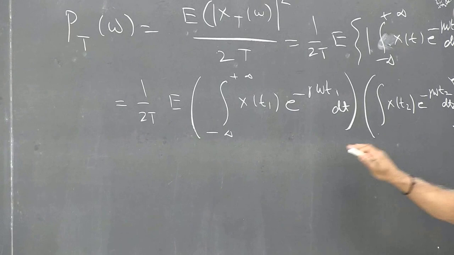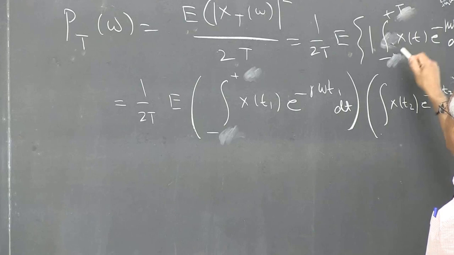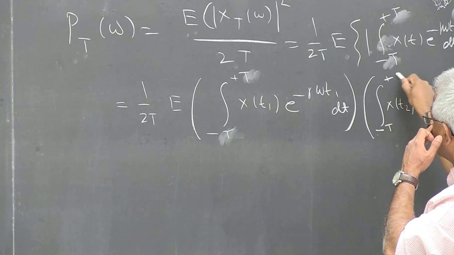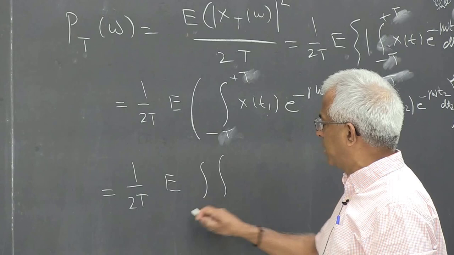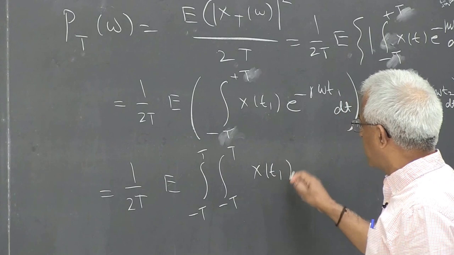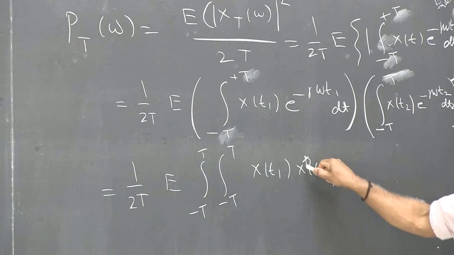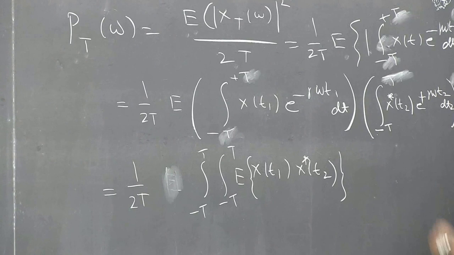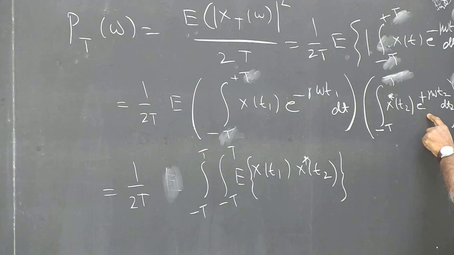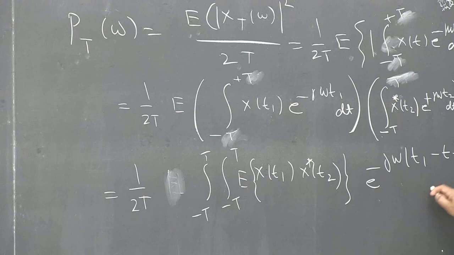Remember, this is not minus infinity. We are using the information from minus t to plus t at both the places. We'll go to infinity pretty soon, but because I used different symbols, I can mix up the two integrals. So this is 1 over 2t expected value of the double integral, minus t to t, minus t to t, x of t1, x star of t2. Why star? Because this star will come and hit here. And let me take this expected value inside. So this is the only quantity with expected value. Then you see this is plus, so this star will come here. This minus will become plus, right? The star will hit both. So you have e raised to minus j omega (t1 minus t2) dt1 dt2.